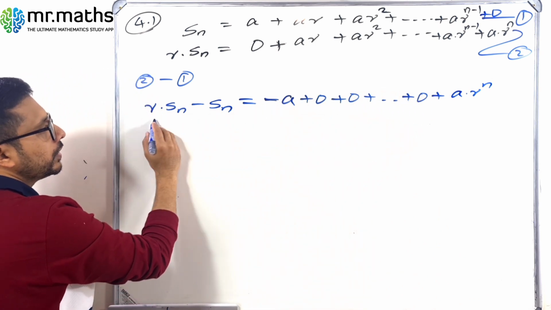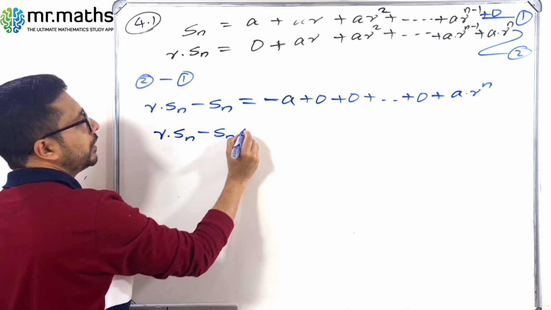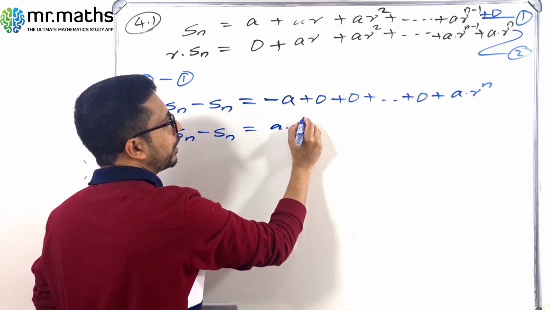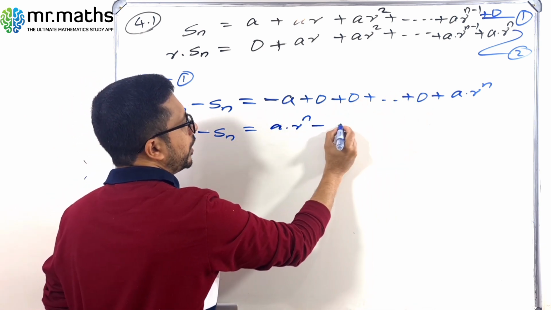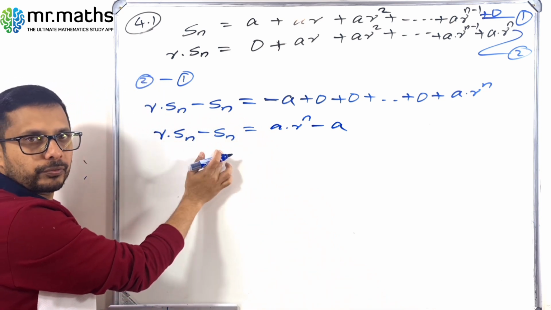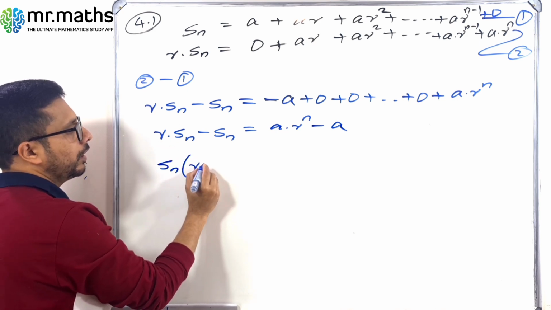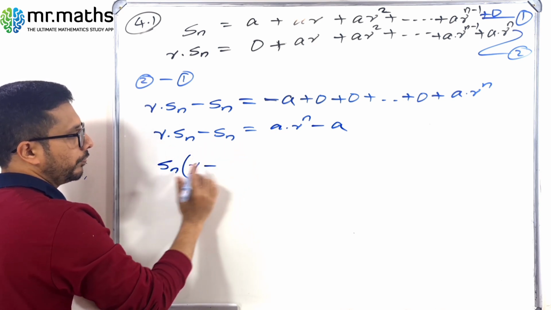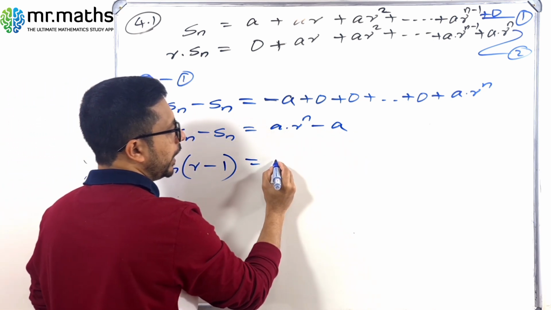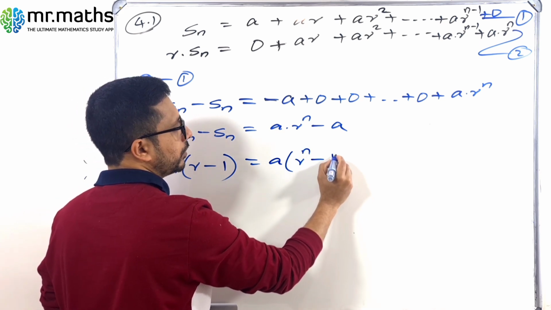Now look at this one. Let me write once more. r into Sn minus Sn is equal to, let me write that one first, a into r raised to n, then this term, minus a. So look at the left side. Is it not Sn a common factor? So take that Sn as common factor. So what is remaining? r minus 1. Equal to, here in these two terms, a is a common factor. So what is remaining? r raised to n minus 1.